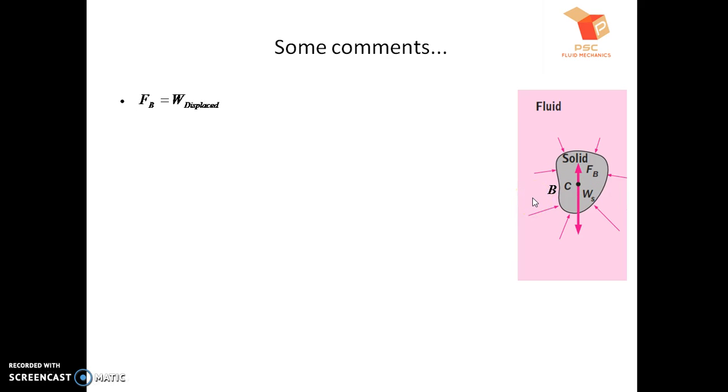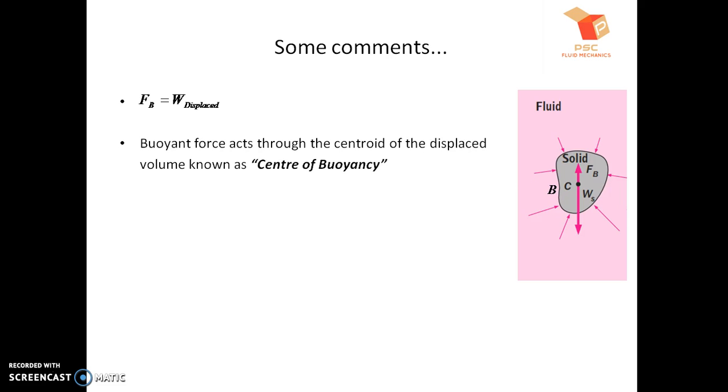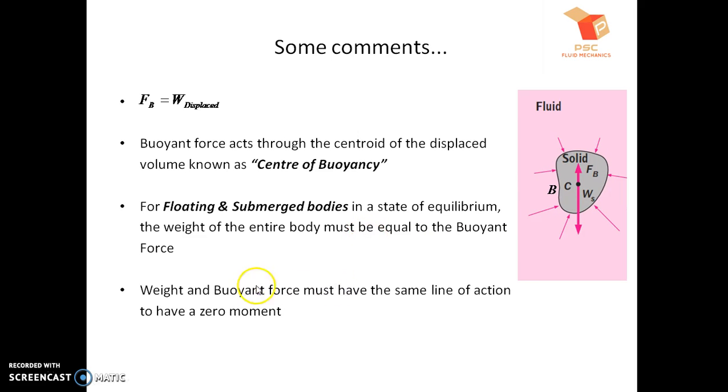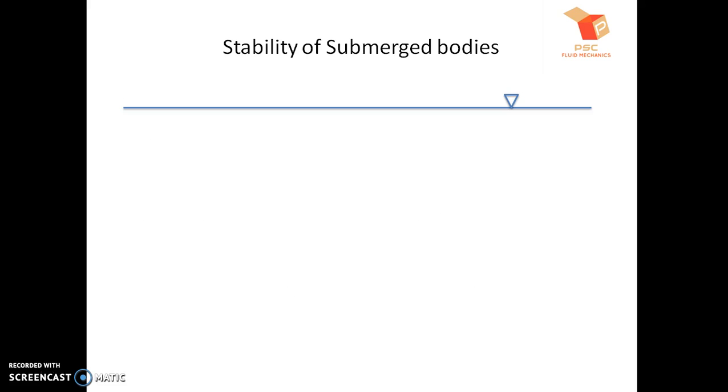Now the comments are: we have determined that buoyant force is equal to the weight of the fluid displaced. Second, buoyant force acts through the centroid of the displaced volume, which is known as the center of buoyancy. And next, for floating and submerged bodies to be in a state of equilibrium, the weight of the body and the buoyant force should be equal. In addition to this, weight and buoyant force must have the same line of action to have zero moment. Then only they will be in a state of equilibrium. So now after this, we will discuss the stability of submerged bodies. How the submerged bodies remain in a stable condition, we will see.